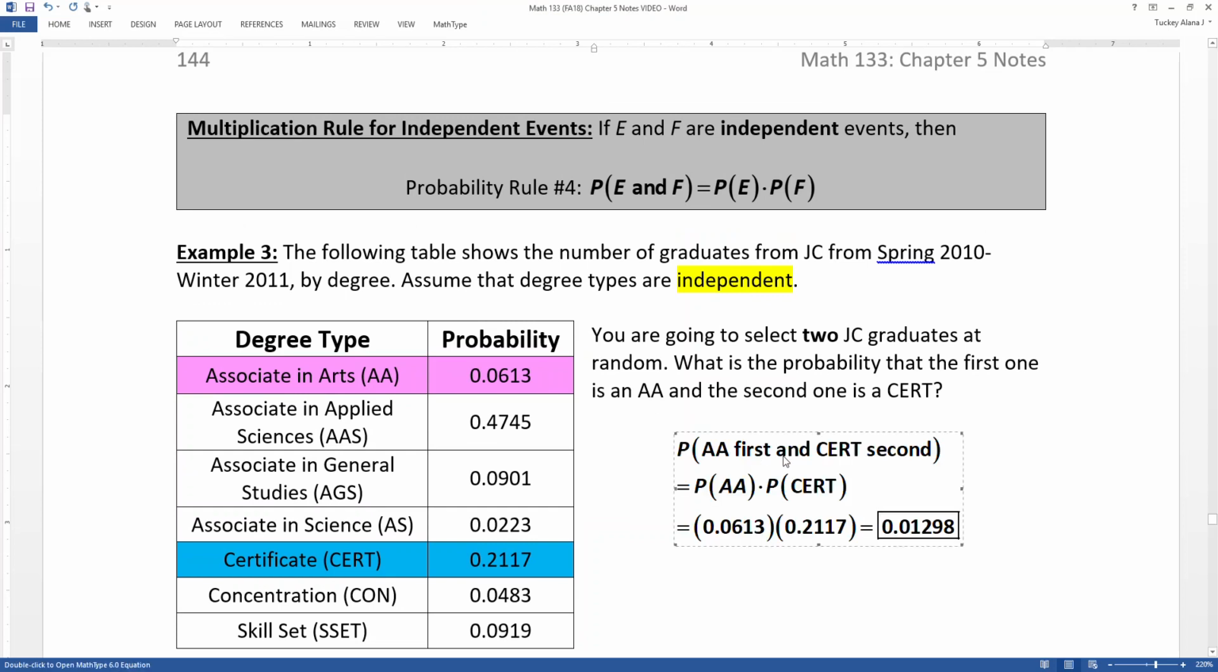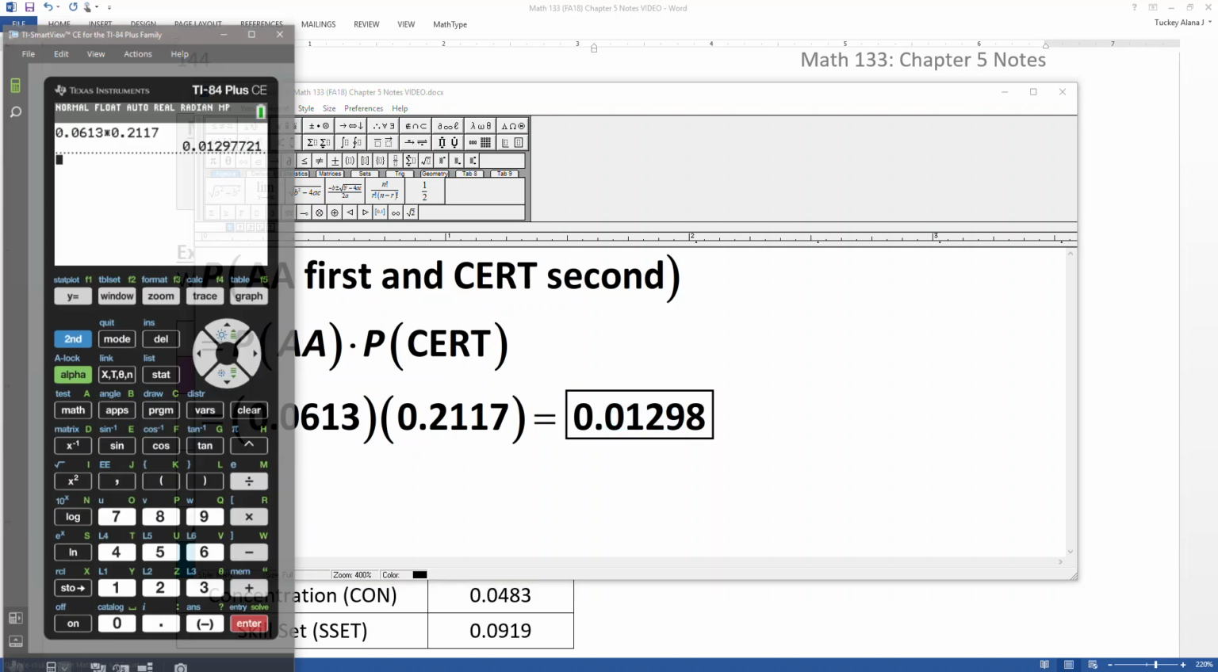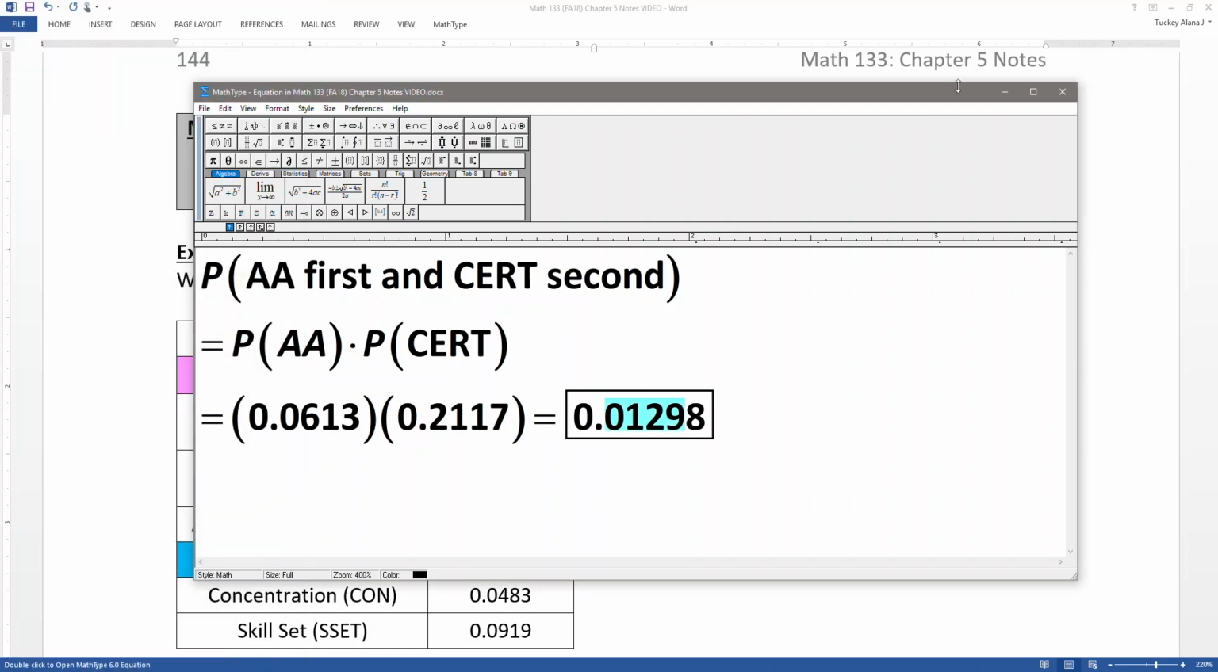So I want the first one to be associate in arts, the second one to be certificate. So that's the probability of the first one being associate in arts, second one certificate. 0.0613 times 0.2117 gets me 0.01298. And if you don't believe me, I can pull up the calculator. So there it is. Great.